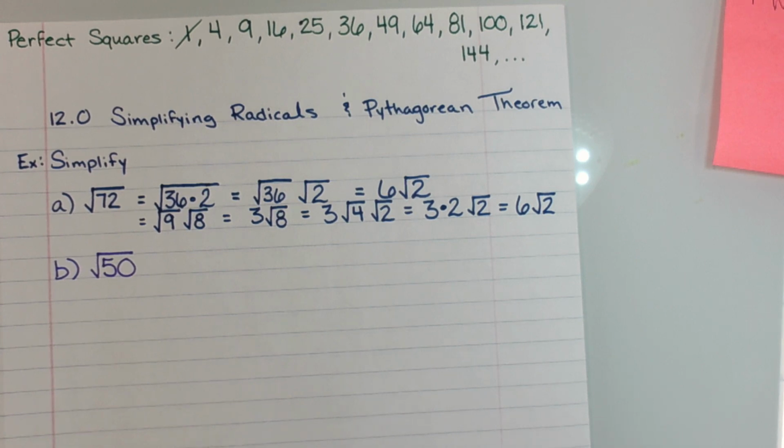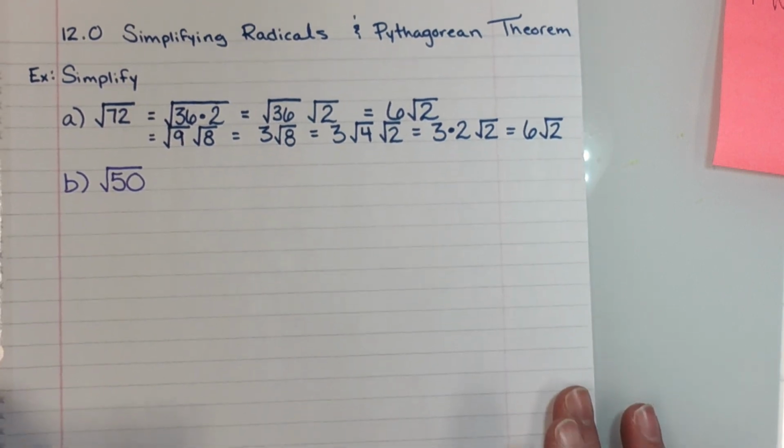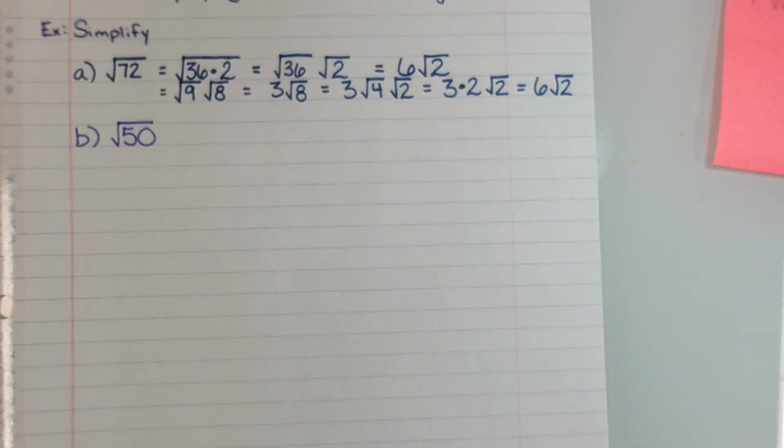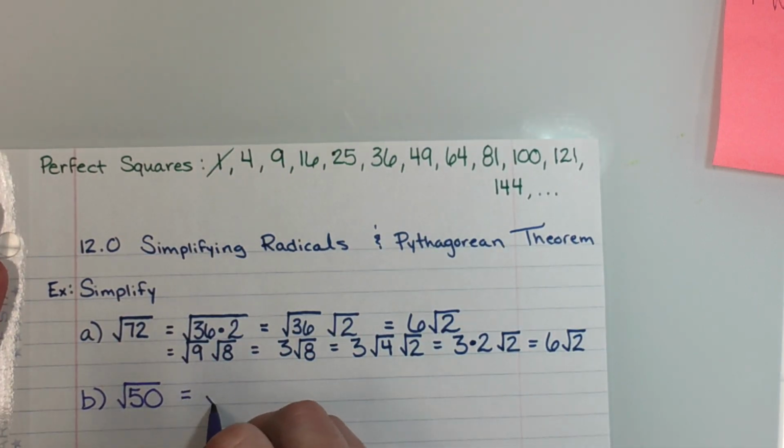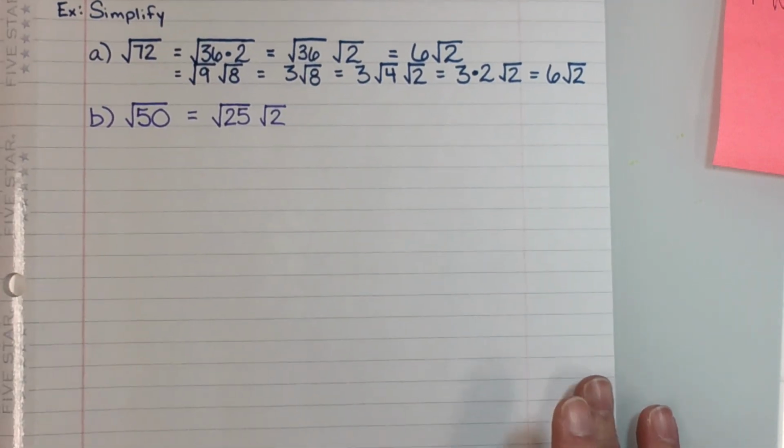Next example, square root of 50. 50 divides by what perfect square? 25. Specifically 25 times what? 2. Okay, square root of 50 is square root of 25 times square root of 2.